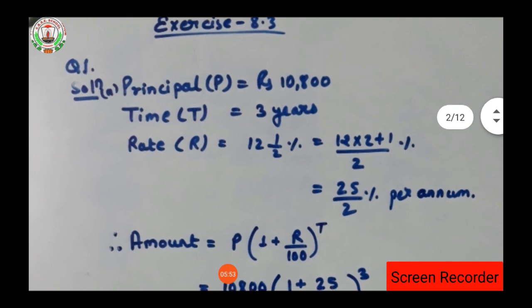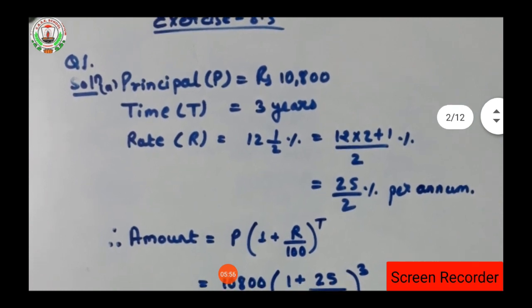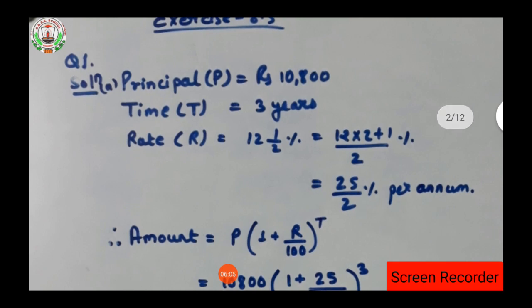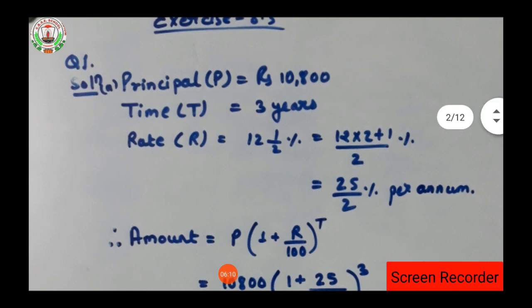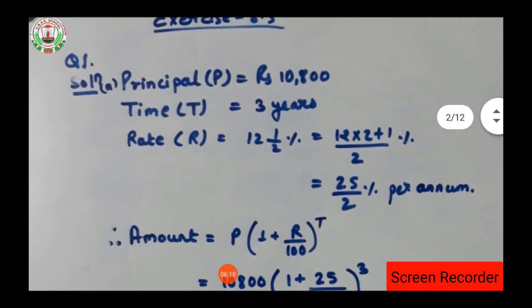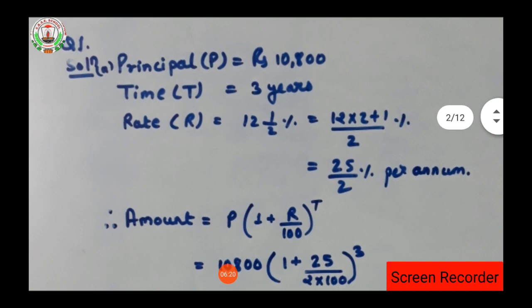So in A part, what is the principal given? Principal is denoted by P, time is denoted by T or small letter n. Both are the same. Rate is denoted by R, amount is denoted by A, and compound interest is denoted by C.I. Principal is given as rupees 10,800, time is given as 3 years, and rate is given as 12 and a half percent per year. So the rate is given in the form of a mixed fraction, 12 1 by 2 years.